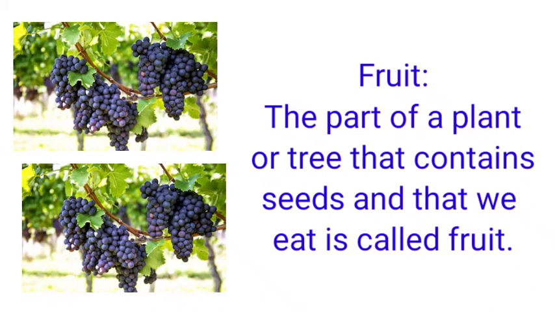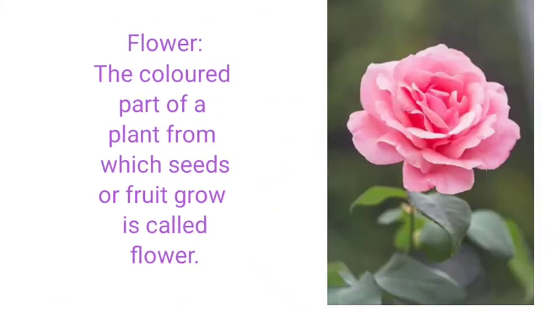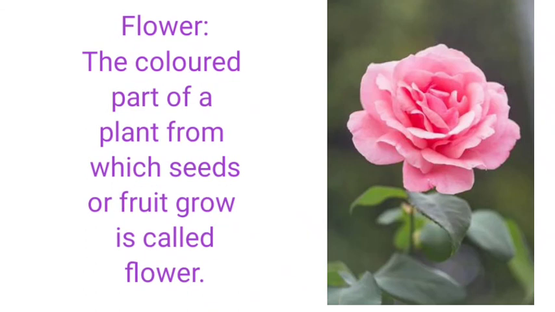Now know the next part of shoot system, that is flower. What is flower? The colored part of a plant from which seeds or fruit grow is called flower.